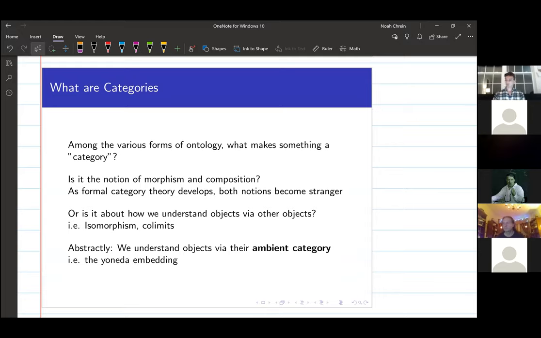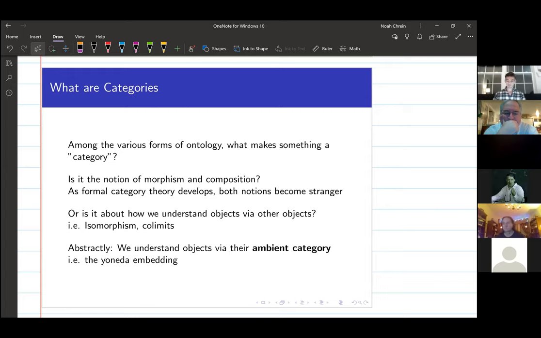Well, you know, there is a definition of a category, a one category, where we have objects, morphisms, and we can compose those morphisms. But as we go further into formal and higher category theory, these notions become really, really strange, right? So we can't necessarily hold on to morphism and composition as a means of defining what a category is. So my hunch is that it's not really about the actual structure of a category, the morphisms and composition. It's about the fact that we can understand objects from other objects.